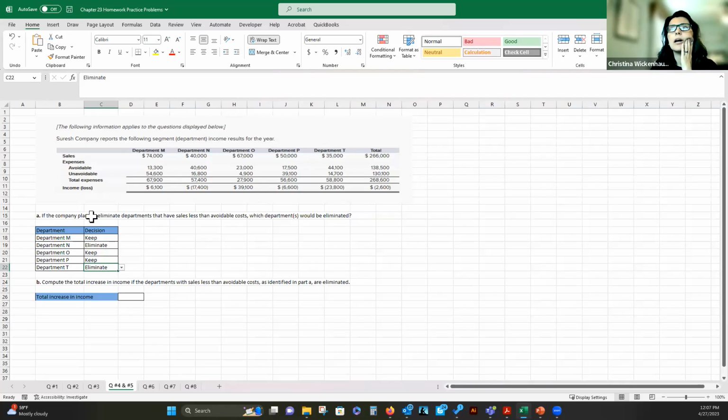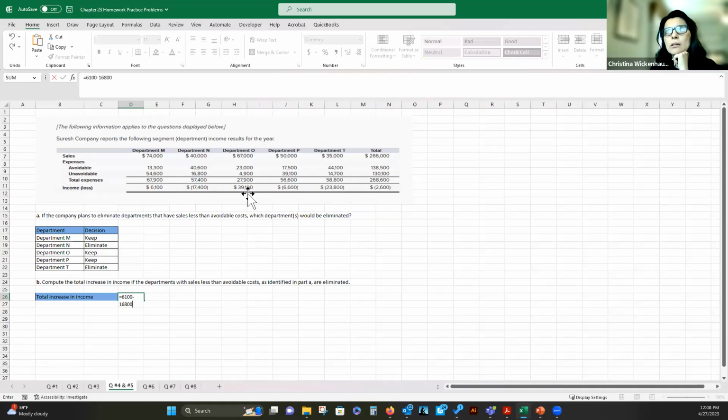part A are eliminated. So I'm going to add up all of the income in the departments that we keep, and then I'm going to subtract the unavoidables from N and T, the ones that we're going to eliminate, because again, they're unavoidable. So even if we close it, we're still going to have those costs. So here we go. I have equals M I'm keeping, so it's 6,100. N I'm getting rid of, but I'm going to still incur 16,800. So I'm going to subtract 16,800.